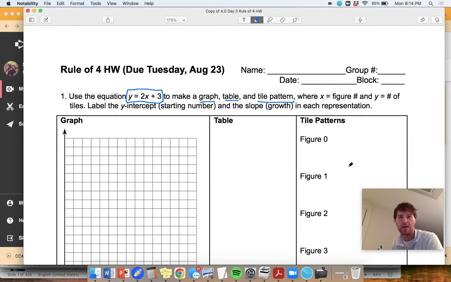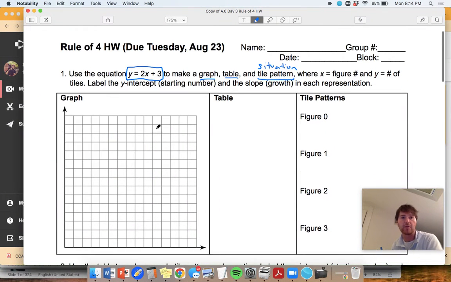Of course, tile pattern, that's just going to be sort of a diagram, kind of like we had in the rumors task, where we were using tiles to show how many people knew the rumors. So we can think of the tile pattern as the situation, visually, what it looks like in terms of a diagram, where x is the figure number and y is the number of tiles.